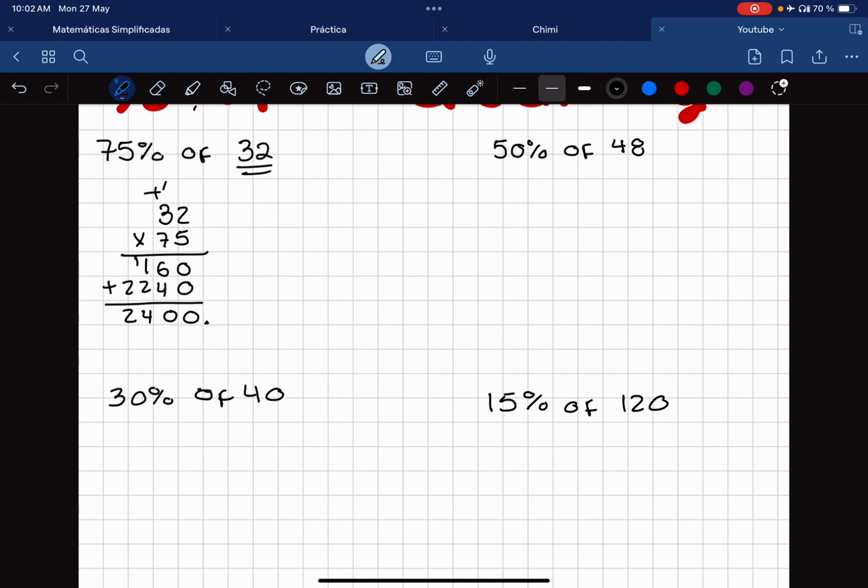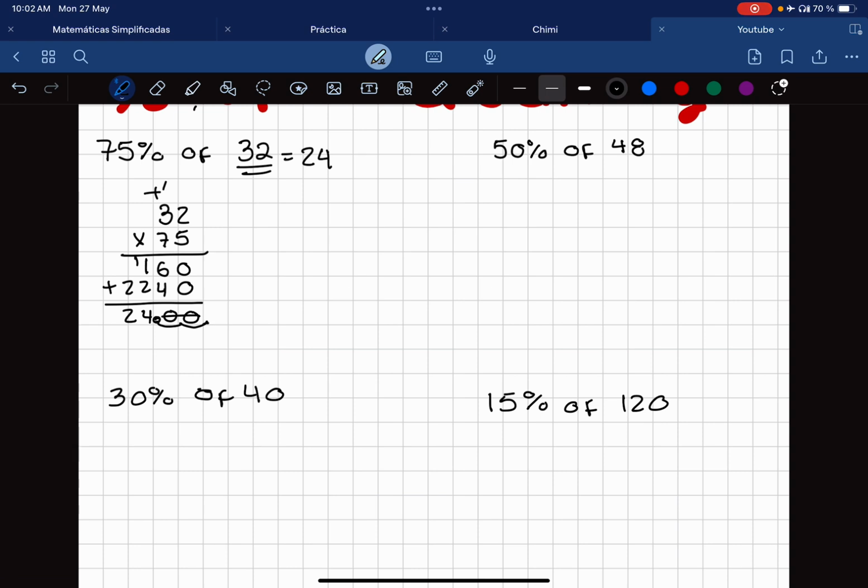And now the final step is we need to move that point 2 steps to the left. So in this case, 1, 2, my new decimal point is here, and I'm going to get rid of the zeros after the point. So 75% of 32 is equal to 24. And that's it. It's super easy. If you want, pause this video, try to do the second one, 50% of 48, and then play the video to see if your answer is correct.